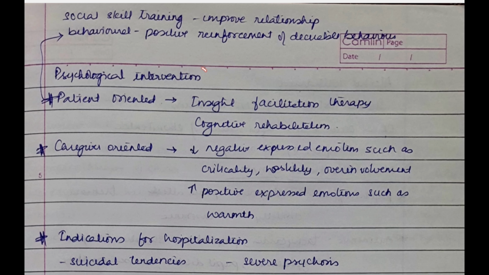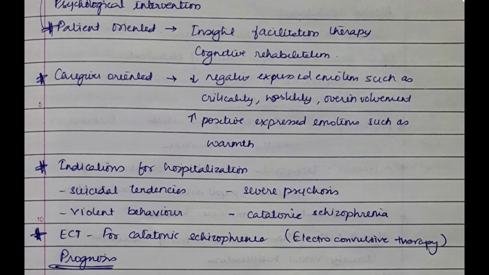Now we have psychological intervention. Patient oriented, we have to go for insight facilitation therapy or cognitive rehabilitation. So just use these fancy words in psychiatry and you'll get marks. We can also go for social skill training that improves relationships, and behavioral positive reinforcement of appropriate behaviors. So we can go for these things: social skill training, behavioral positive reinforcement, insight facilitation therapy, and cognitive rehabilitation.